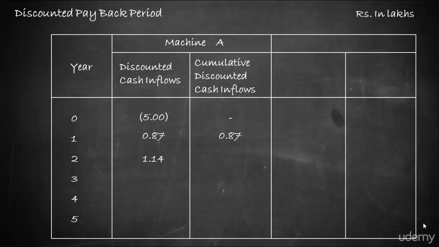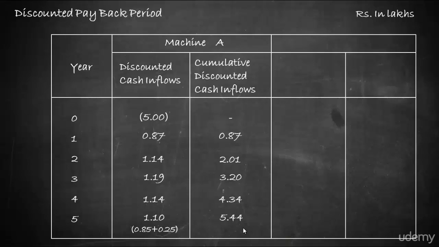Second year it is 1.14. So here cumulative cash flow will be 0.87 plus 1.14, which is 2.01. Third year it is 1.19, so it is 2.01 plus 1.19, so it is 3.20. Year 4 is 1.14, so it will be 4.34. Year 5 is 1.10. What is this 1.10? It is basically the cash flow of 0.85 plus the present value of salvage of the machine, which is 0.25, and here you will have the value as 5.44.